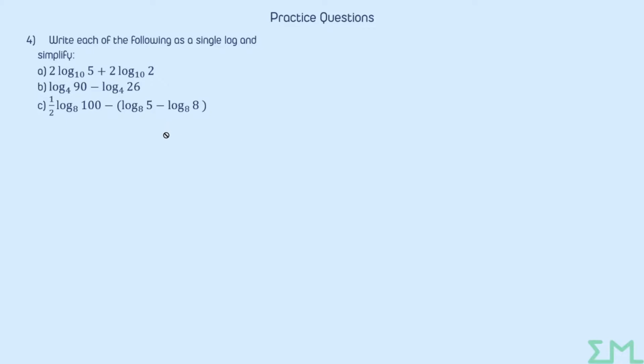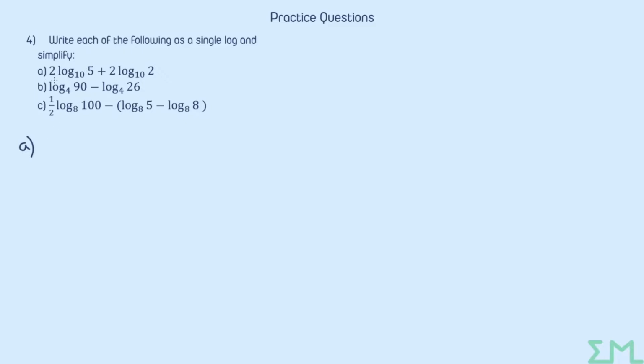Okay, question 4. We've got 3 parts to this question. Write each of the following as a single log and simplify. So this is entirely using our log laws to bring this all together and write as the smallest log term that we possibly can. So let's have a look. Now they're both base 10, which is promising because we would not be able to combine them if they were not the same base. We do have numbers in front though, so we're probably going to want to deal with these first so that we can use our addition law to combine them.